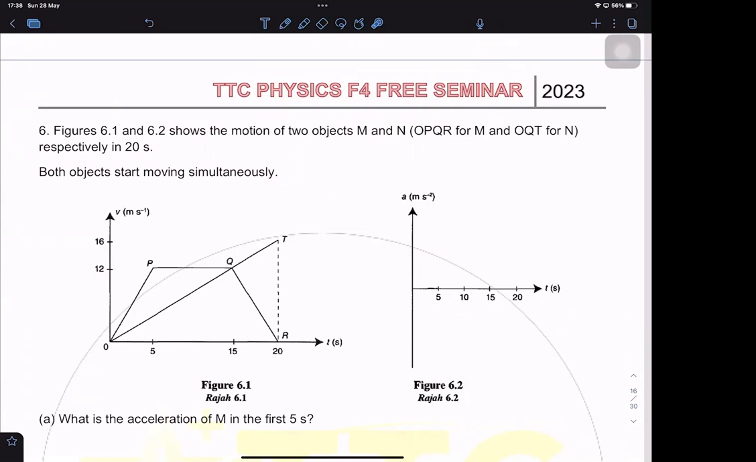So the graph OPQR, PQR, is the graph for the Malaysian car, M. And then OQT, this one, is the graph for the Norway car, N. Understand? So the 2 cars both start moving simultaneously. As you can see here, both start from 0 together.